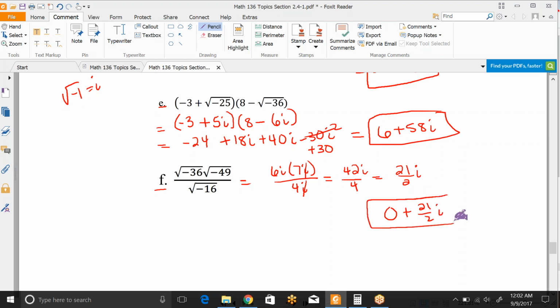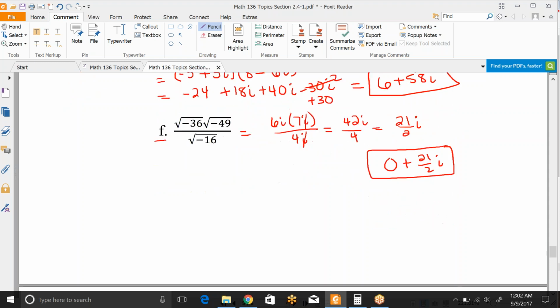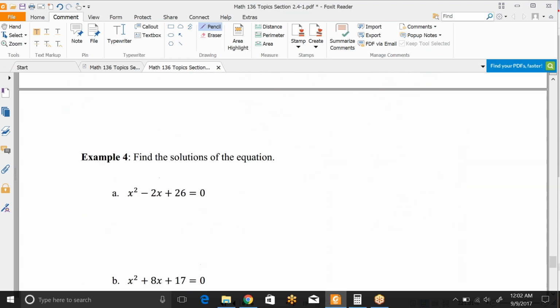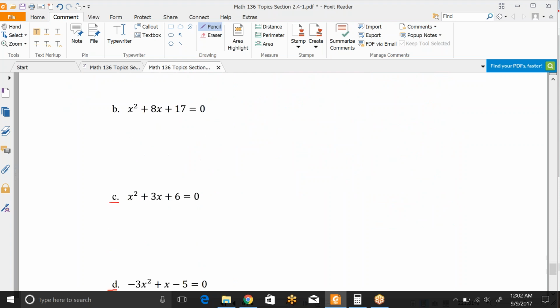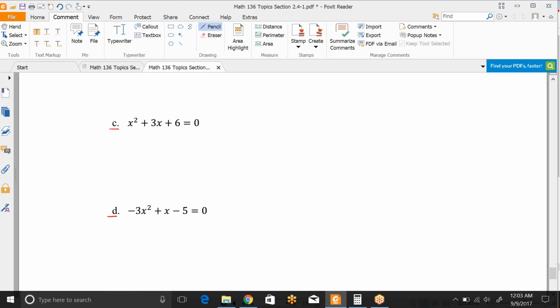So A plus Bi, we use 0 if the real part is not there, so we only had an imaginary part. Okay, and then I will be doing A and B in class. These are just showing you how to use the quadratic formula to solve these trinomials that don't factor and their answers have negatives under their square roots. So we're going to do the last 3 together on the video.